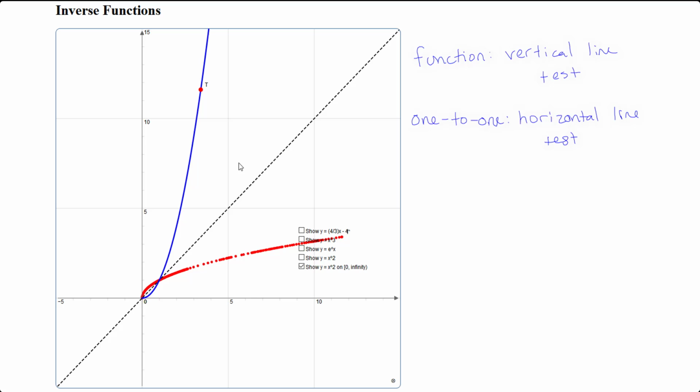And you may recognize this as the graph of y equals the square root of x. So you have now a function because it's going to pass the vertical line test. And if you'll notice, the restriction that we put on x squared makes it pass the horizontal line test, meaning now that it's one-to-one. So that gives you a brief introduction to what's happening with inverses in general.